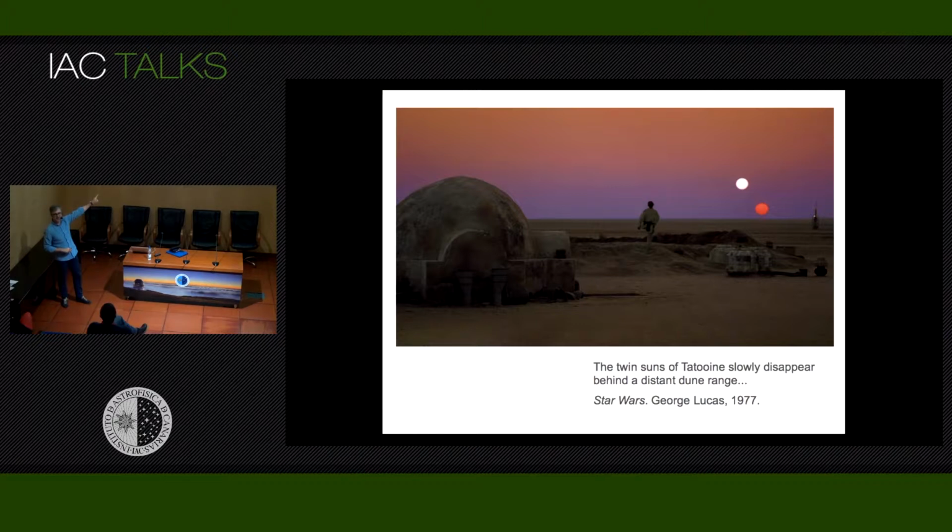That's 20 years before the first exoplanet was discovered, and 30 years before the first circumbinary exoplanet was discovered. And this image is absolutely correct. We know there are systems like this, orbiting an inner binary. And actually in the literature, these systems are called Tatooines. It's a little homage to this image.